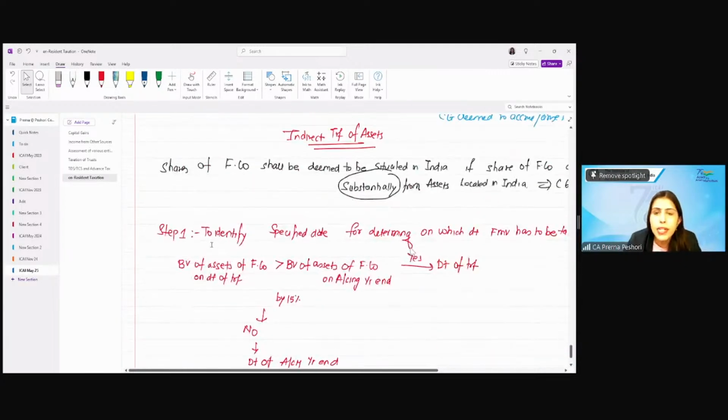So what did we discuss last time? When will we say that the shares of the foreign company are deriving the value substantially from the Indian asset? What is the test with respect to that? When do we say that the shares of the foreign company derive the value substantially from Indian assets? When two conditions are satisfied. What were those two conditions?